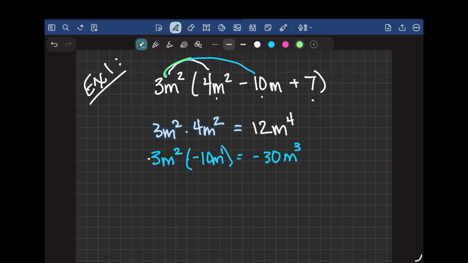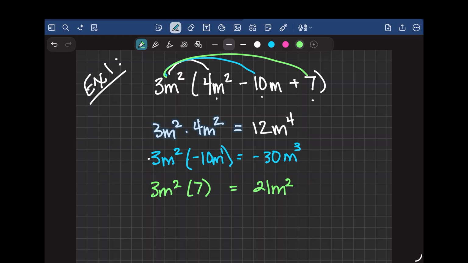And then last but not least, we multiply my 3m squared times my 7. Here we get 7 times 3, which is 21. And then we have m squared. There aren't any other variables to add to that, so we are done with the multiplication step.